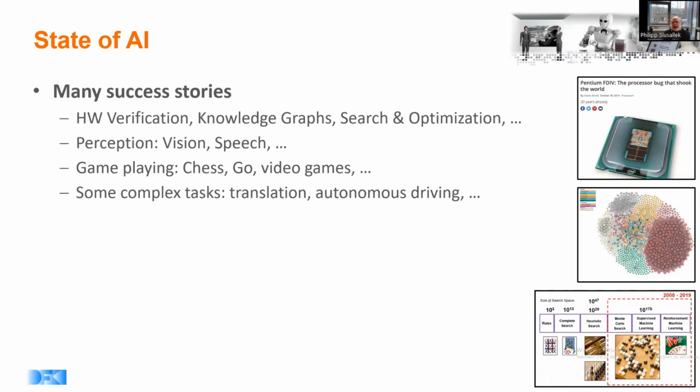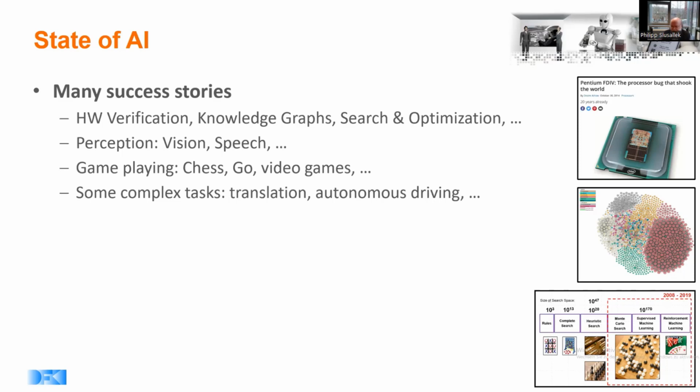So let's step back a little bit and see where we are in terms of AI, right? There are obviously many, many success stories on the hardware verification side, right? Some of you might remember the Intel FDIV bug that cost Intel a fortune when it happened. That's 25 years or more ago by now.